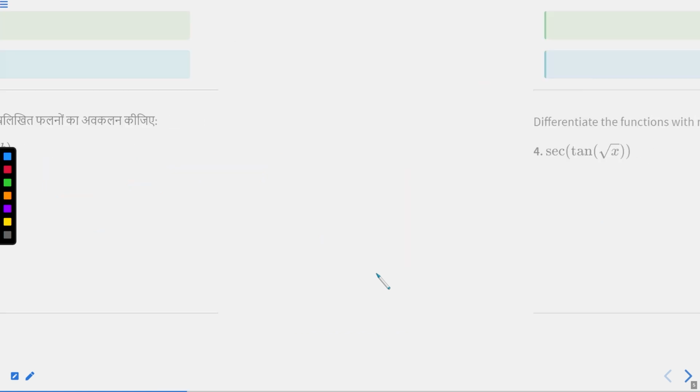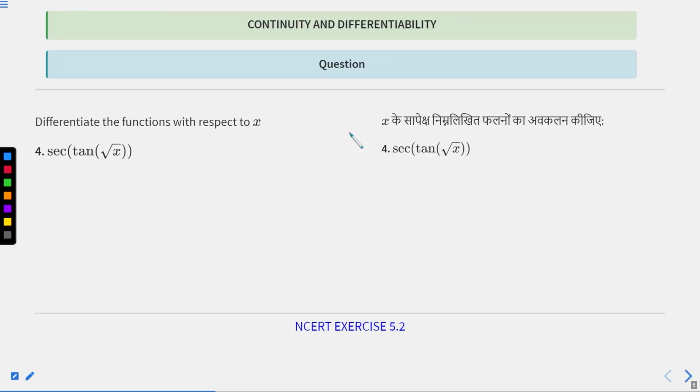Now, the fourth problem. Obviously, we have to differentiate. This is just f of x, and I have to write it in this form. So g(x) will be tan of root x, and h(x) will be sec x. If you composite them, you will get this function back.